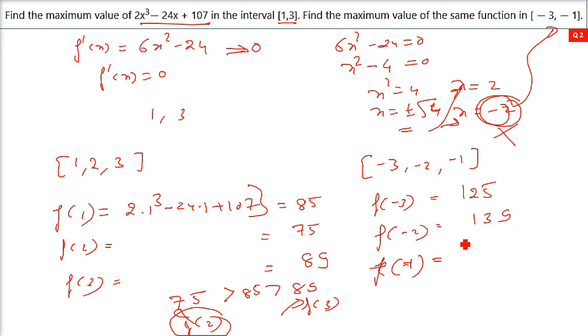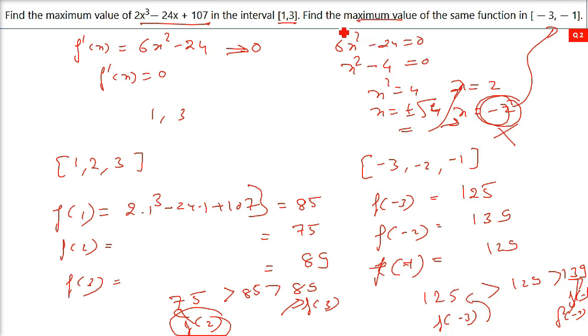F negative 3 I'm placing in the equation. Then we have 139, 129, 125. This we got at negative 3, and this is 129, this is 139. So 139 is the highest one, which we got at negative 2. Negative 2 gave us the absolute maximum. Negative 3 gave us the absolute minimum. So this is minimum and maximum.